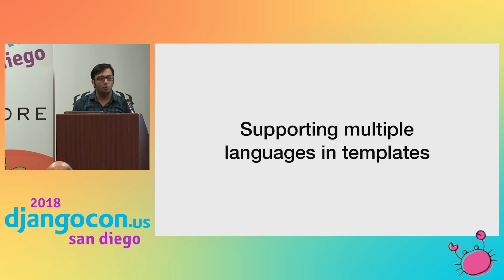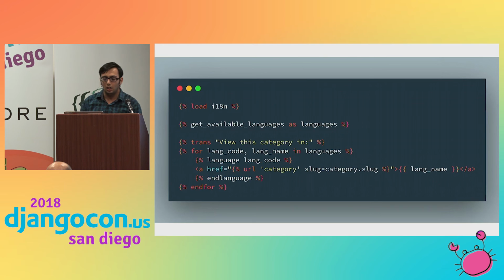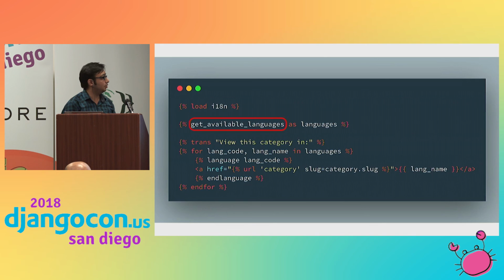Now, how do you support multiple languages in templates? Assume that you have a website and you want to display that we support these many languages, and you just click on the link and it will redirect you to the particular website that supports that language. If your localized URLs get reversed in templates, they always use the current language. This is very important. And to link to a URL in another language, we use the language template tag. It enables the given language in the enclosed template section as shown.